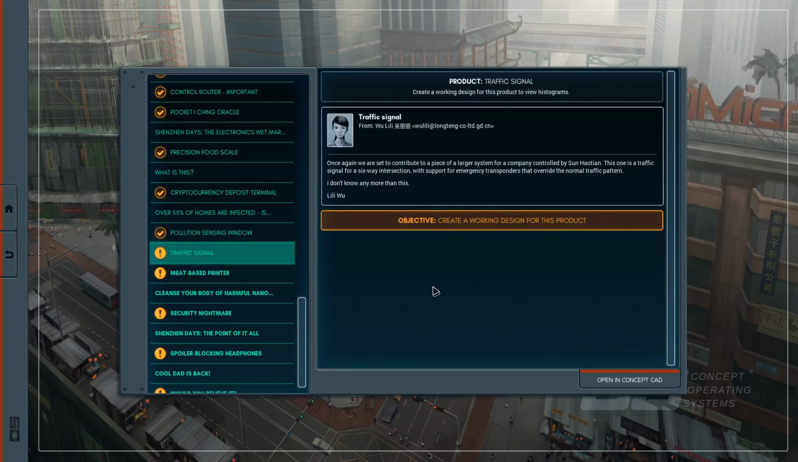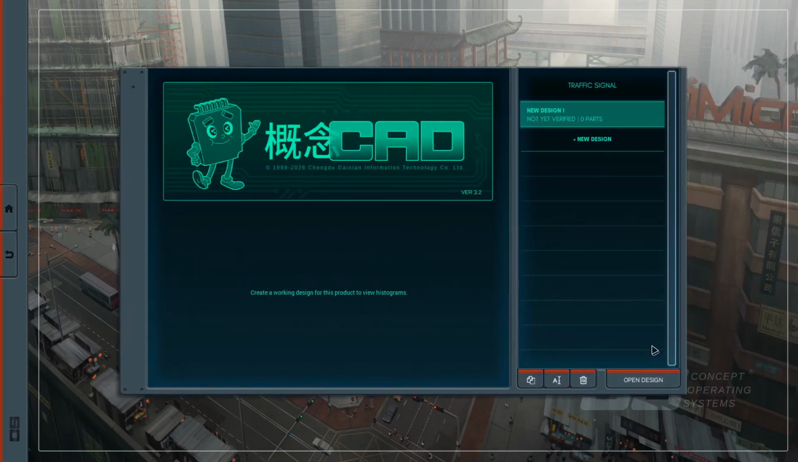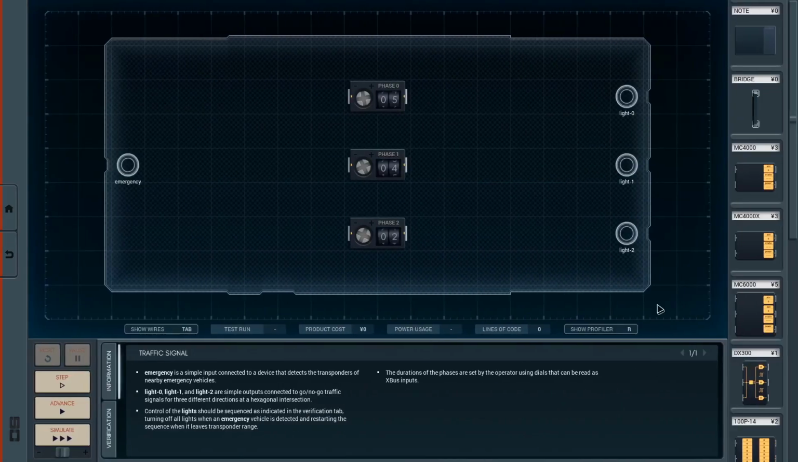Traffic signal. Once again, we are set to contribute to a piece of a larger system for a company controlled by Sun Haotian. This one is a traffic signal for a 6-way intersection with support for emergency transponders that override the normal traffic pattern. I don't know any more than this. This is going to be complicated. 6-way, huh? Oh dear.